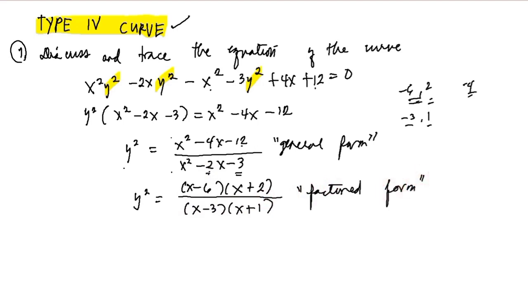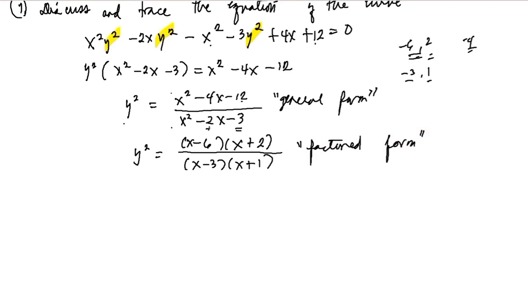Okay, so let us check first for the symmetry. For the symmetry, if we are going to replace the negative x to x, what will happen is, itong part na to, magiging positive dito, no? So, mag-change yung equation natin. So, therefore, there is no symmetry with respect to the y-axis. So, no symmetry with respect to the y-axis.